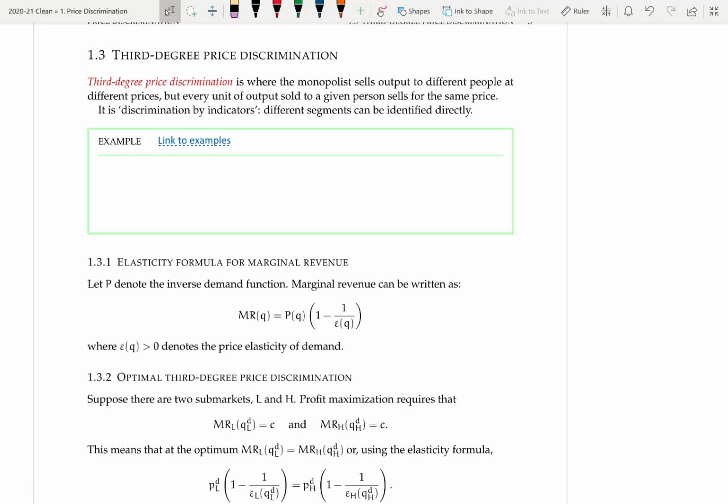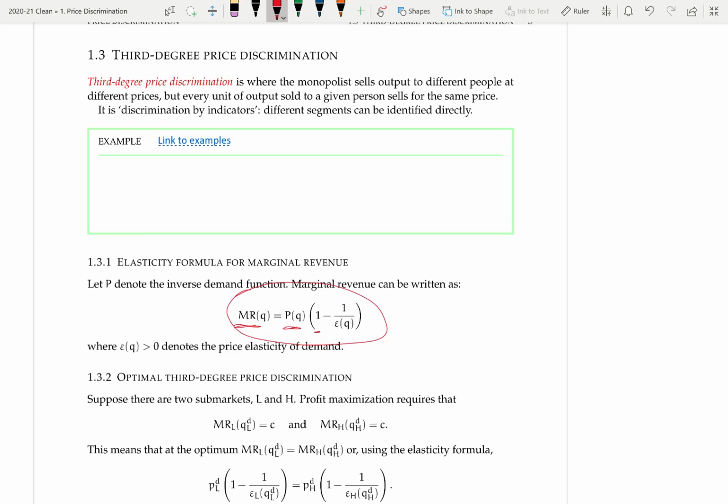So now let's look at optimal third degree price discrimination, and we're going to see how the optimal prices depend on the elasticity of demand in each of the markets. So first of all, let's remind ourselves of what the elasticity of demand is and how we can write the marginal revenue of a monopolist in terms of the price and the elasticity of demand. So here I have a formula. This shows the marginal revenue is equal to the price times 1 minus 1 over the elasticity of demand.